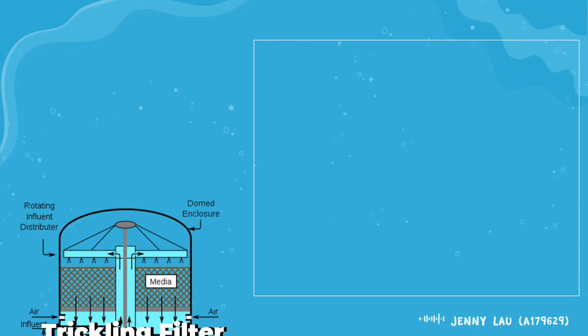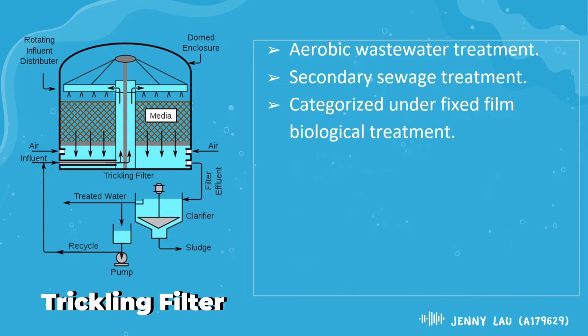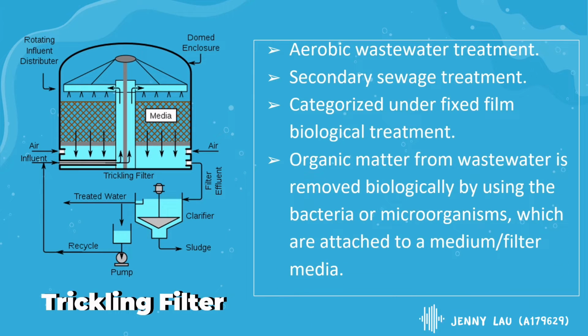Trickling filter is an aerobic wastewater treatment. It is one of the secondary sewage treatments, which is categorized under fixed film biological treatment. In trickling filter, the organic matter from wastewater is removed biologically by using bacteria or microorganisms which are attached to a medium, or we call it filter media.